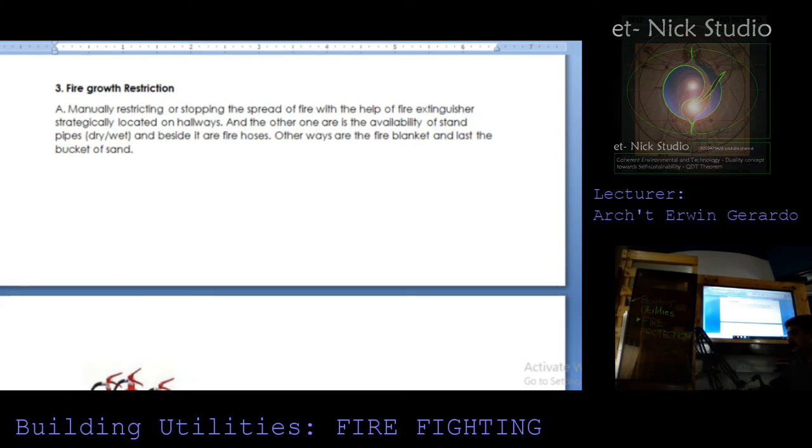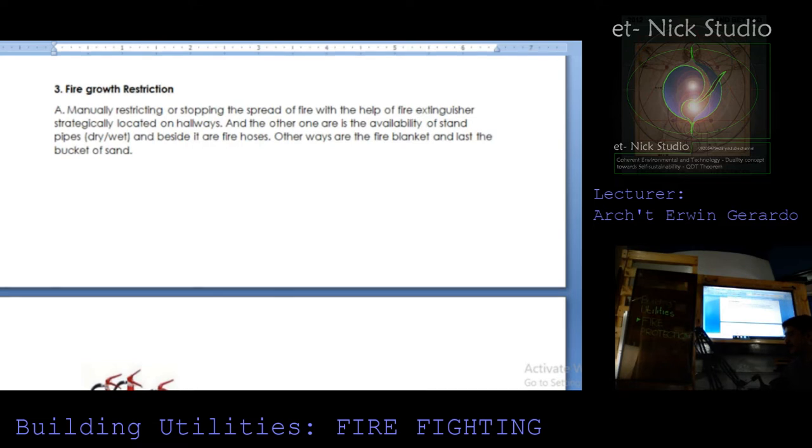Fire growth restriction is manually restricting or stopping the spread of fire with the help of a fire extinguisher. Strategically, it must be located in hallways and where standpipes are available. We can also have a dry or wet standpipe system, and beside it are the fire hoses. Other ways are the fire blanket, and the last is the bucket of sand. The sand is utilized to put out fire because it seals off oxygen. Without oxygen, combustion is not possible.